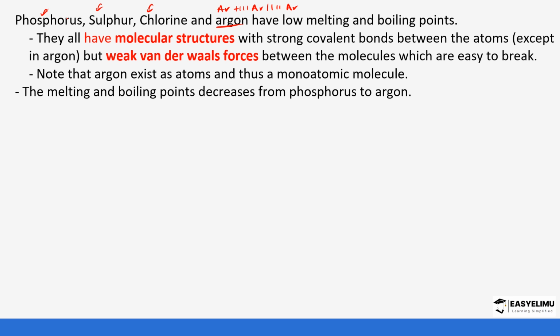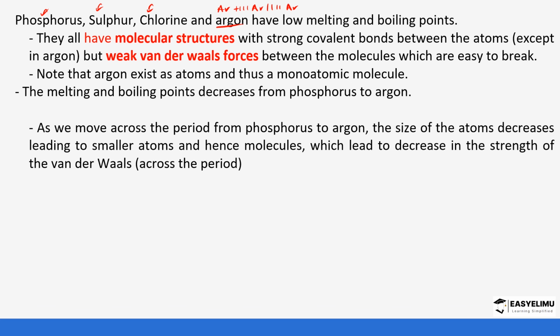And then the melting point usually decreases from phosphorus to argon. As you go across a period from phosphorus to argon, the size of the atom also decreases, leading to smaller atoms and hence smaller molecules.